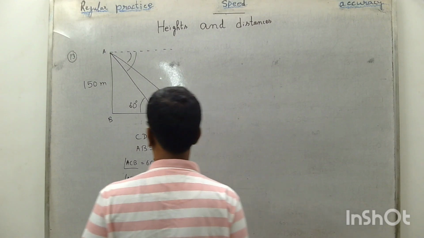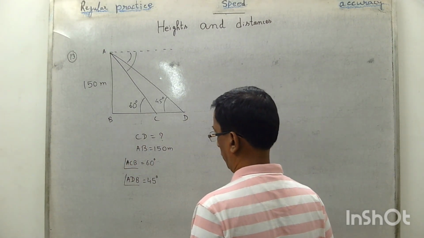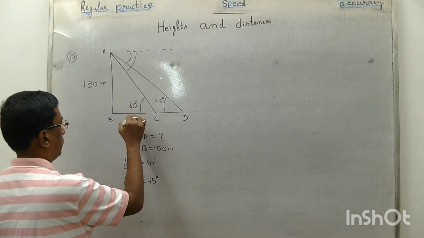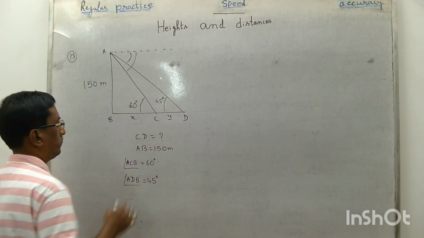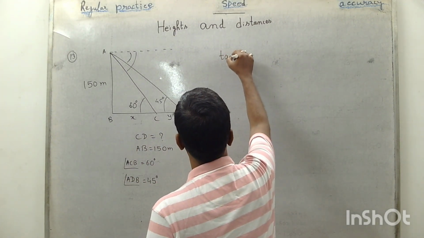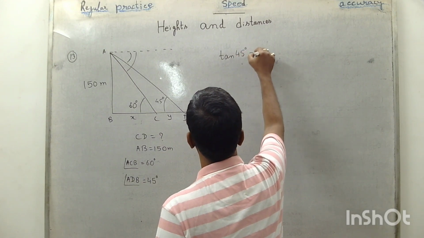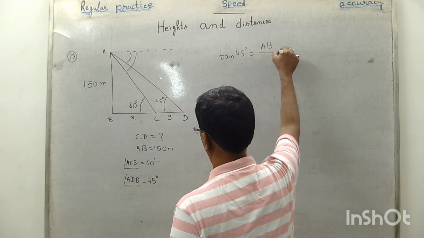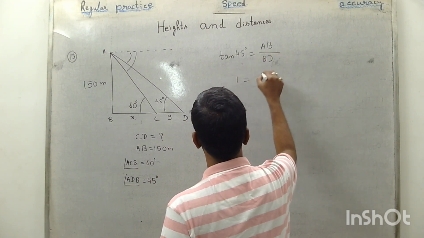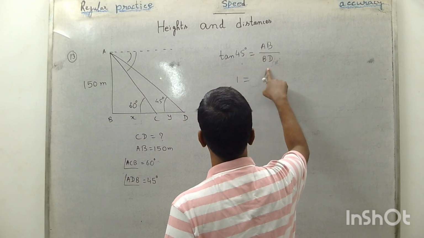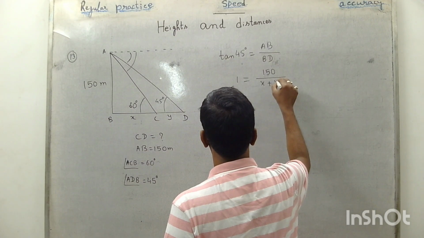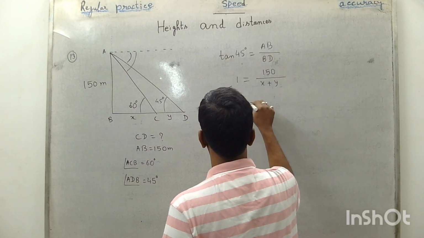Now we come to BC. We don't know BC. Let it be X, and this one be Y. So at first I write tan 45 degree. It is AB by BD. 1 equal to AB. AB is 150. 150. And BD is X plus Y. So X plus Y equals to 150.